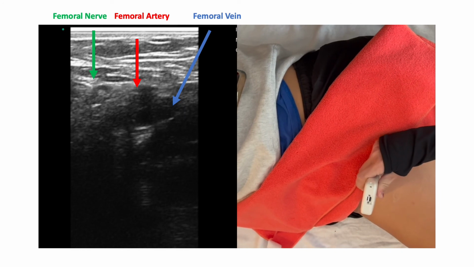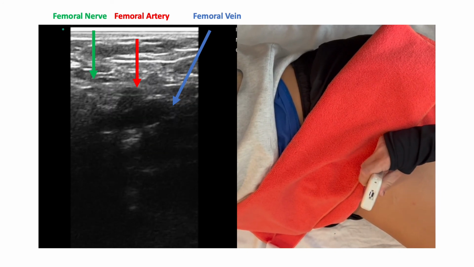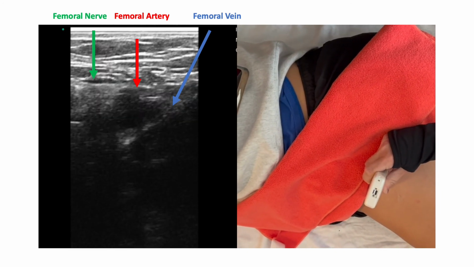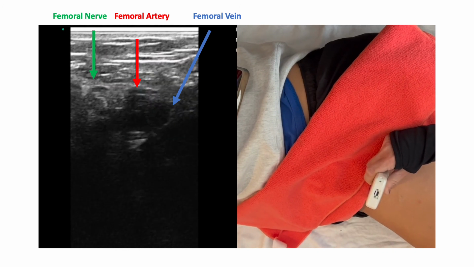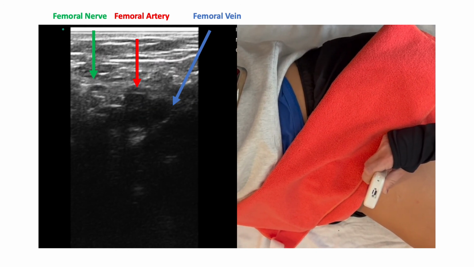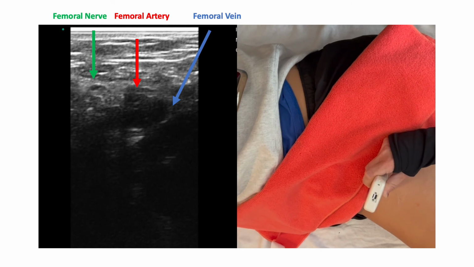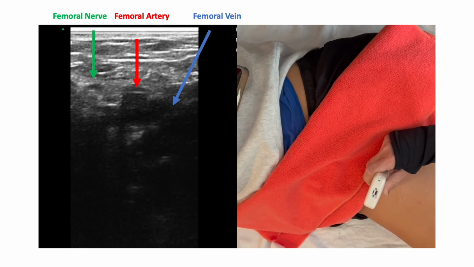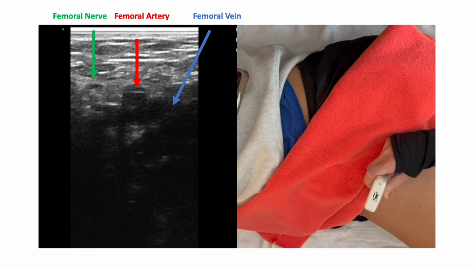The examiner will move the transducer along the medial aspect of the femoral triangle to identify the femoral artery by a distinct circular figure, which can further be identified with slight pressure. Once the artery is located, the examiner can change the settings to further identify the femoral vein to the medial aspect and the femoral nerve to the lateral aspect of the artery.